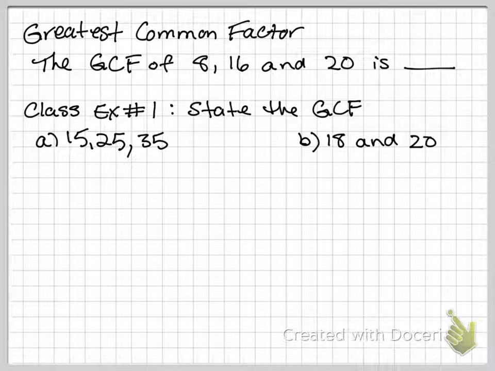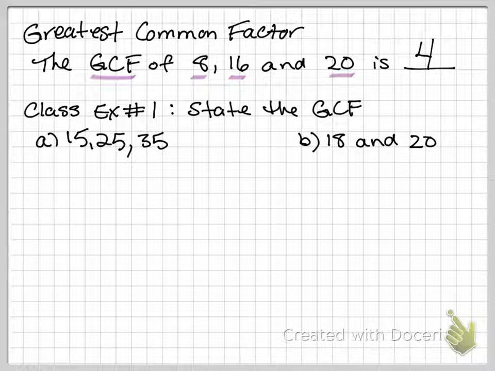Alright, so now let's apply this understanding. First, we can use this information to help us find the greatest common factor of a set of numbers. The greatest common factor is the largest whole number that will divide exactly into the members of the set. So for these numbers, 8, 16, and 20, the greatest common factor is 4, because 4 is the largest number that will divide into 8, 16, and 20.